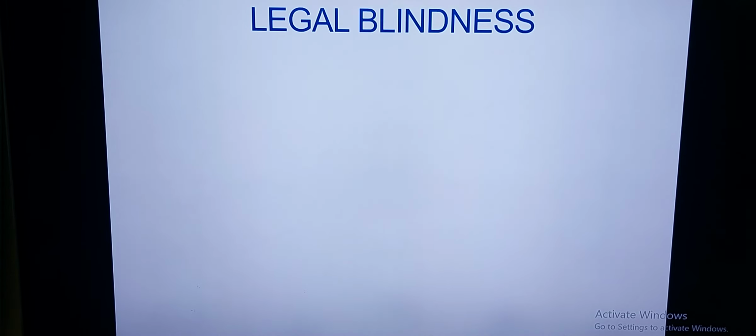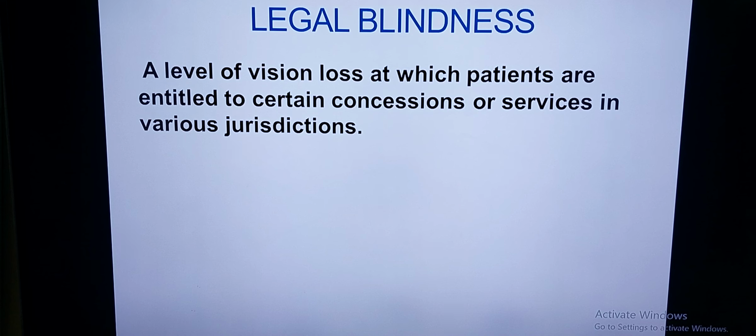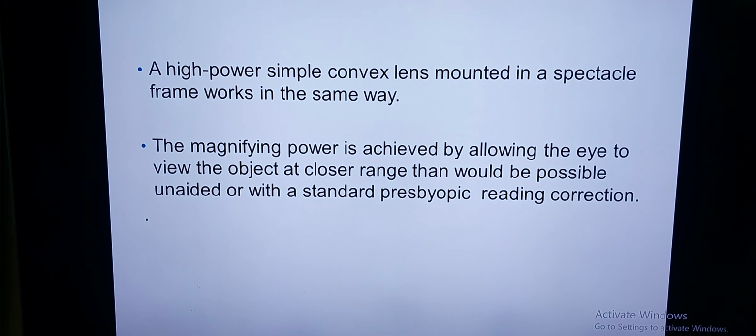Now coming to another important topic, legal blindness, a level of vision loss at which patients are entitled to certain concessions or services in various jurisdictions. Now coming to the devices that are used commonly in daily life activities.